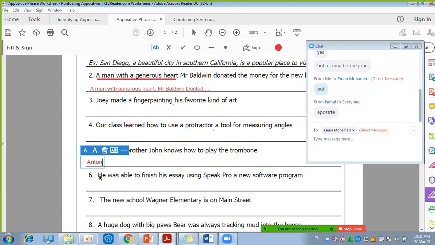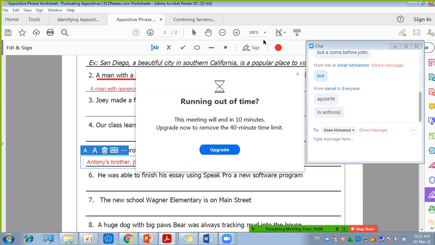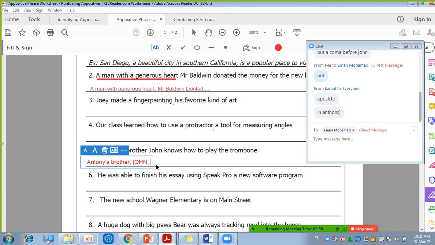The first mistake is Anthony's brother. This is the first mistake. The possessive S is missing, and then John. After John, another comma. Yes, we are running. Another one, and then we continue writing the rest of the sentence. Knows how to play this instrument.